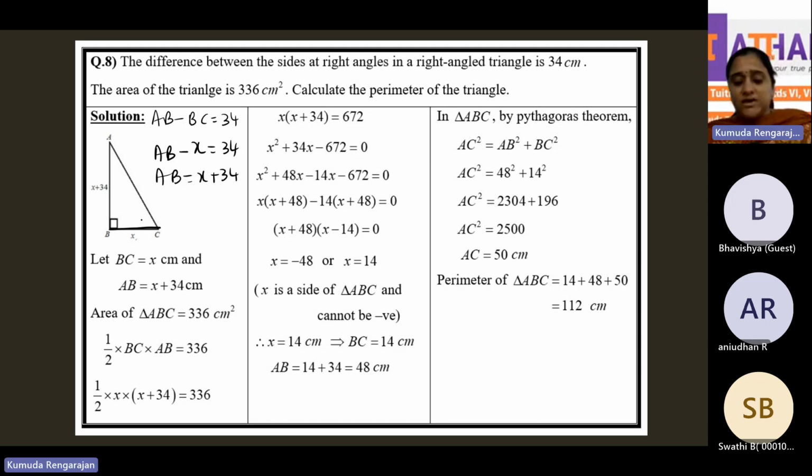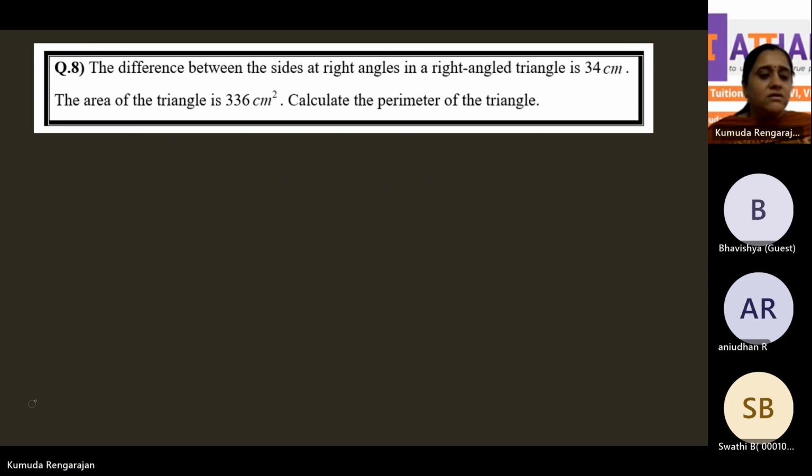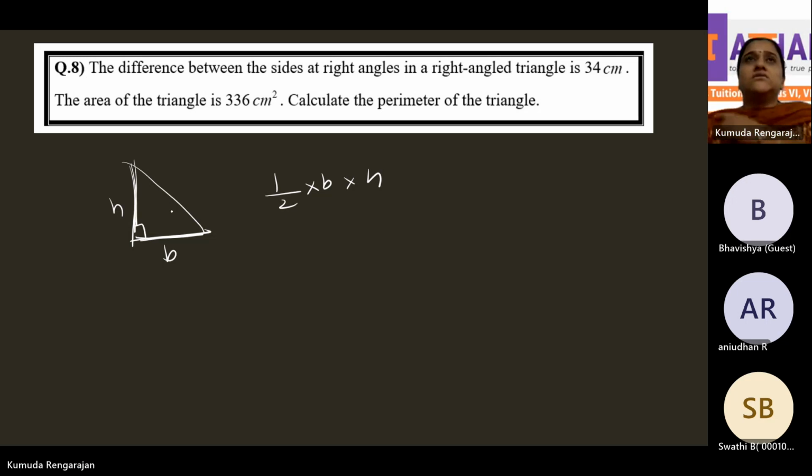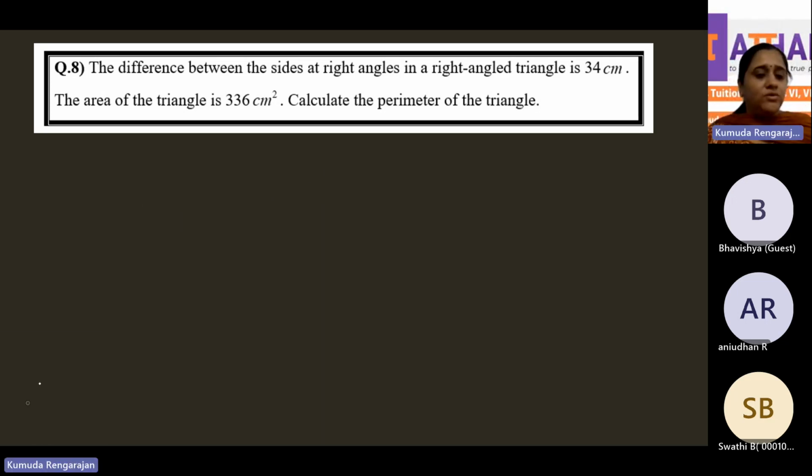So now it's a right angle triangle. In a right angle triangle, you can find the area using the formula half into base into height. Area of a right angle triangle is equal to half base into height. Base and height are the sides that contain the right angle, not the hypotenuse.